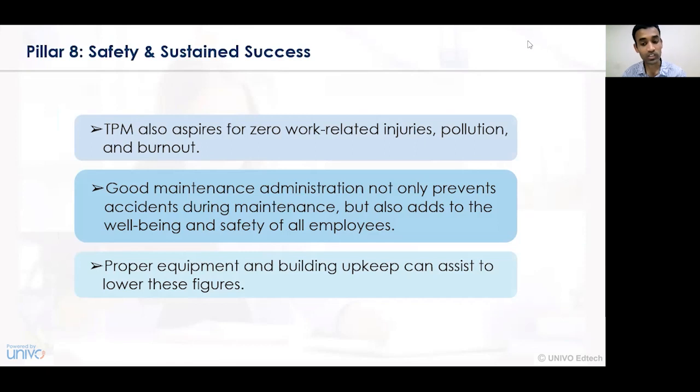Good maintenance administration not only prevents accidents during maintenance, but it also adds to the well-being and safety of all the employees. When we have safety and well-being for all the employees, we can have a considerable impact on how we administer and monitor those activities, and the maintenance of those activities can be conducted in a better way. Proper equipment and building upkeep can help the organization lower its accident figures, save certain costs, and create a healthy environment in the business organization.